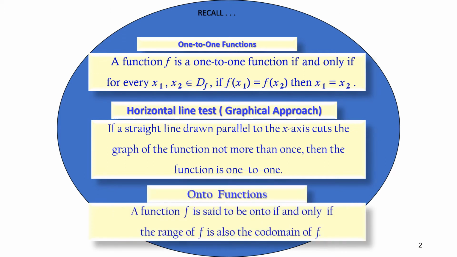Onto function. A function f is said to be onto if and only if the range of f is also the codomain of f.